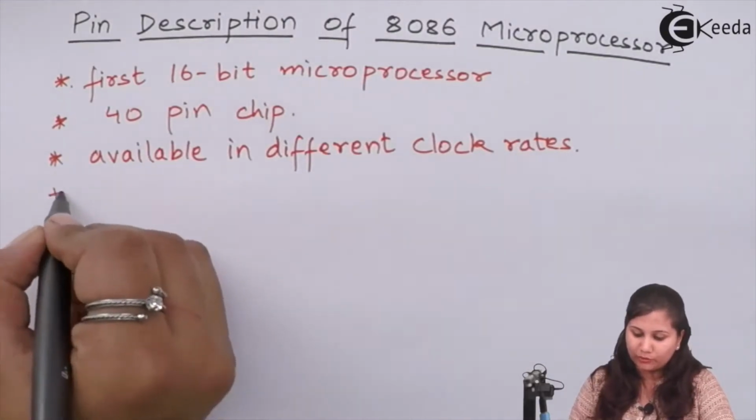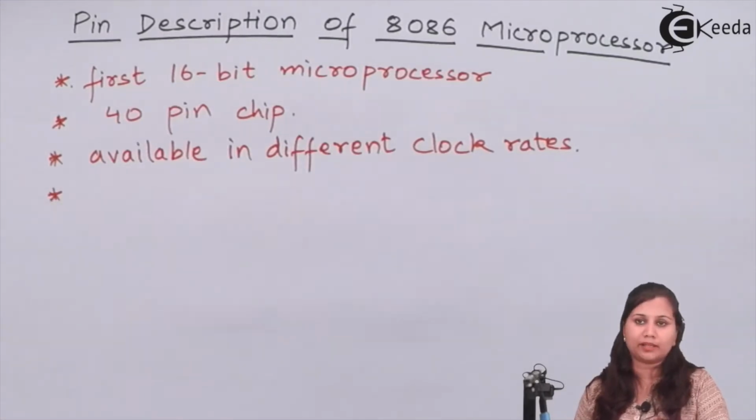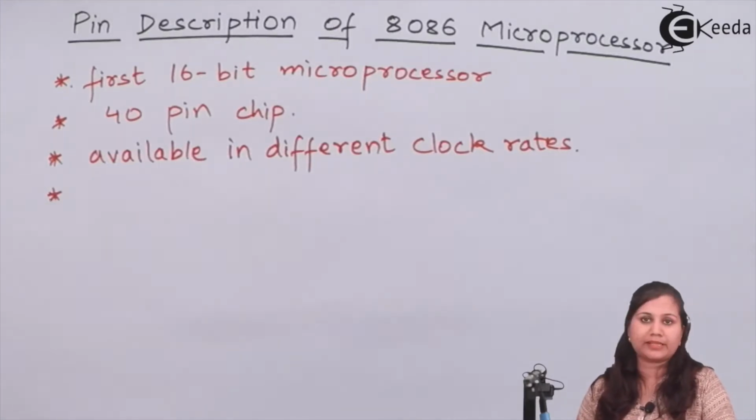Now coming to the mode of operation of the 8086 microprocessor, it operates in two modes. First is the maximum mode, and second is the minimum mode. In minimum mode, the microprocessor works as a single processor, and in maximum mode it works as a multiprocessor system.